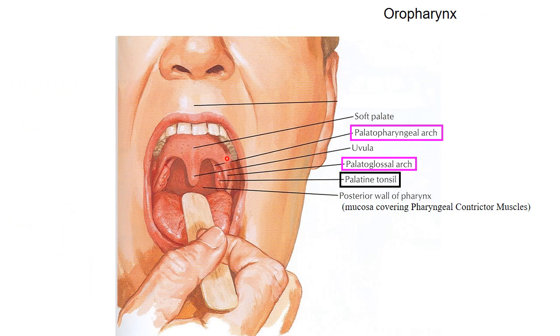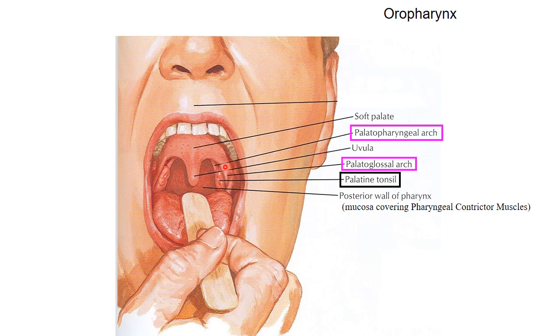Okay, so this gives us a better idea of what we're seeing back here. As we look through the oral cavity, we can make better sense of what we're looking at right there. So back here is the back wall. We're looking basically at the back wall of the oropharynx here. This is basically mucosa coating the pharyngeal constrictor muscles. There's a uvula hanging down from the soft palate here. And we can see a pair of pillars coming down on either side of the palatine tonsil.